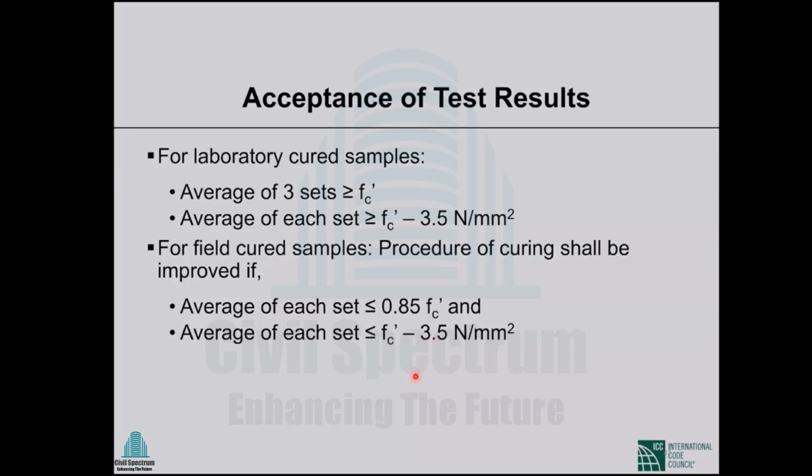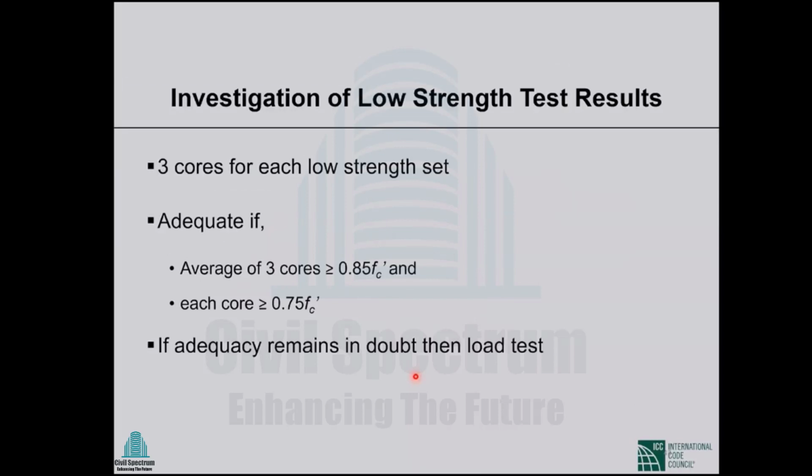Now, even after that, if the concrete strength is low enough that the criteria are not met, what to do? Just demolish the structure? No, still you have other things to do. You can cut cores, take core samples, and if the average of 3 cores is greater than 85% of f'c, then that's okay. It doesn't have to be greater than f'c, just greater than 85% of f'c is okay. And each core must be greater than 75% of f'c.